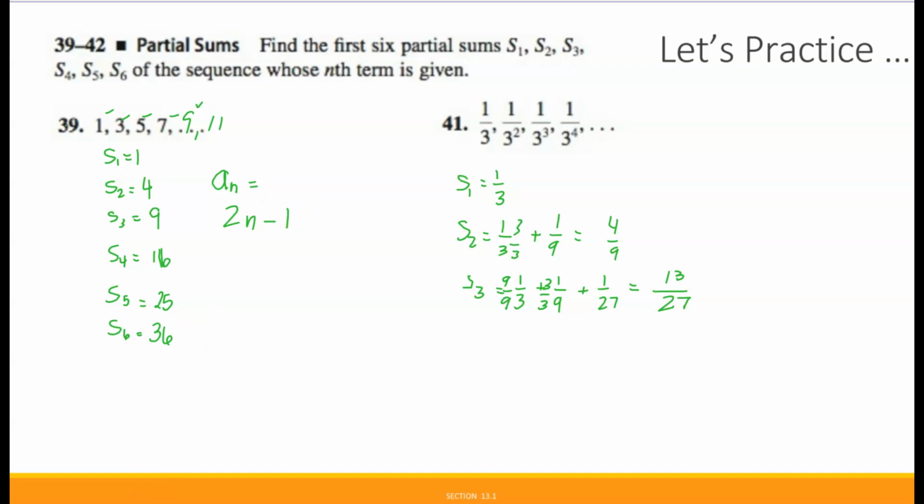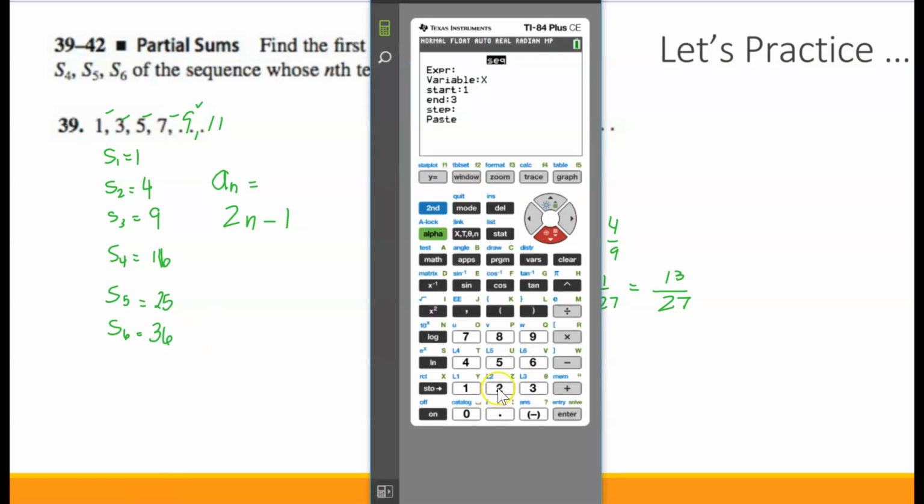Okay, so let's put that in our expression. So we've got 2n, which it uses x, so that's okay. 2n minus 1, variables x, we're going to go 1 through 6, since they wanted the first 6 partial sums. So I'm going to go through and do a paste. What this is going to do is just show us that our formula is working. 1, 3, 5, 7, 9.